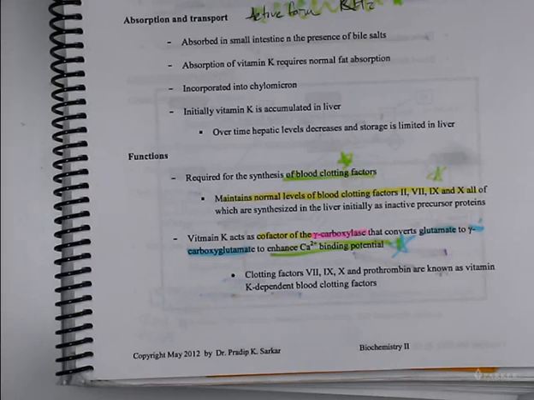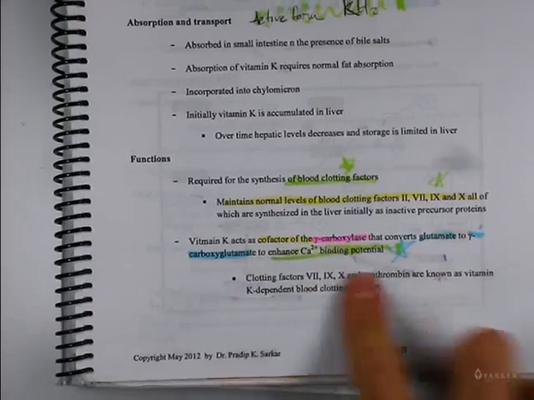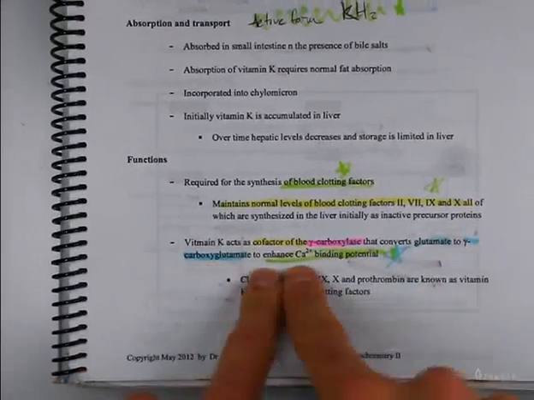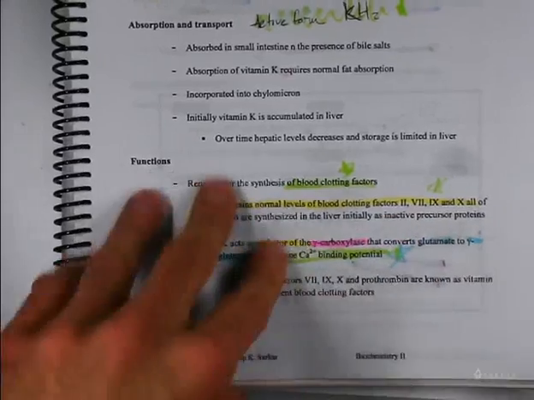Factors 2, 7, 9, and 10 are calcium dependent. True. They're directly calcium dependent. They're indirectly vitamin K dependent. Vitamin K has no direct effect on 2, 7, 9, and 10, but it activates an enzyme that increases the calcium binding potential of 2, 7, 9, and 10. So look for the key word, direct or indirect. Vitamin K has an indirect effect on the binding potential of these because it activates the enzyme that increases calcium binding potential. Cool? So it activates gamma carboxylase, which turns glutamate into gamma carboxyglutamate, which enhances the calcium binding potential for 2, 7, 9, and 10.